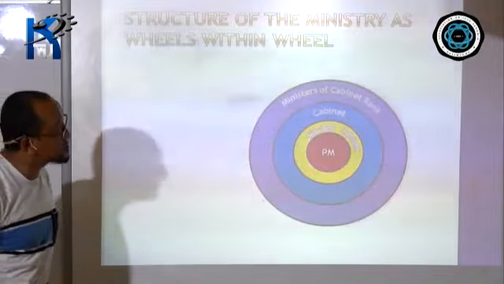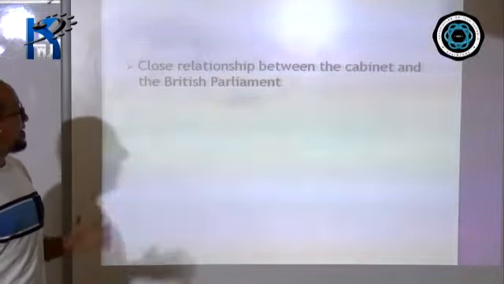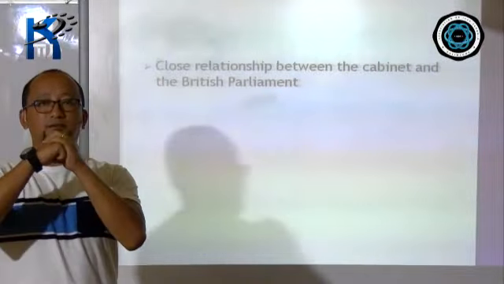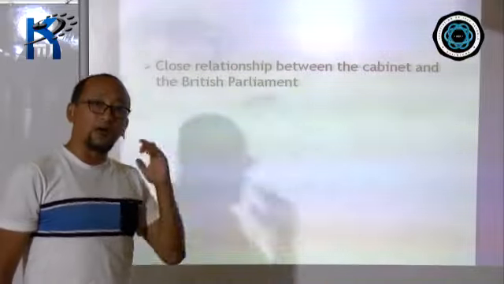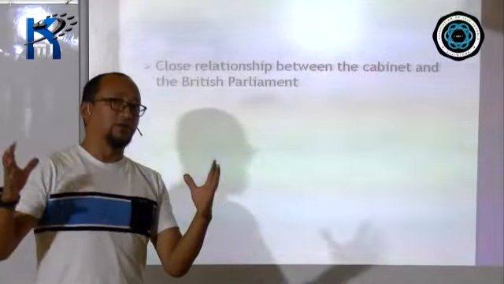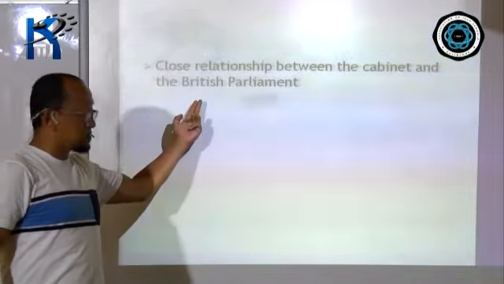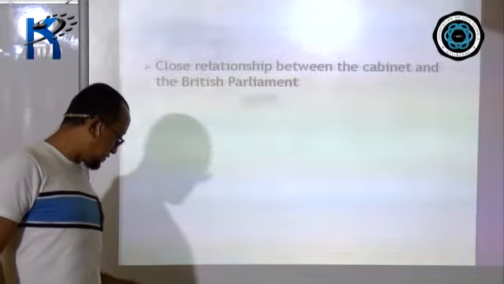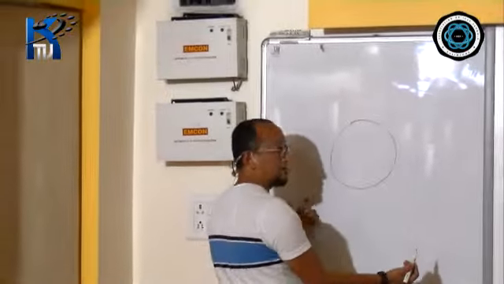All right, let's look into the next feature here: close relationship between the cabinet and the British Parliament. I hope all of us know. I remember doing this again. The executive is responsible to the legislature. So these cabinet members are basically ministers who are part of the legislature. So now, the British Parliament is the legislature and cabinet members are basically the executives. So children, just have a look over here. In India, we have Lok Sabha. I remember doing this. So once again, please look here.